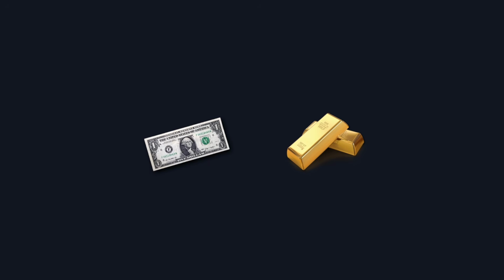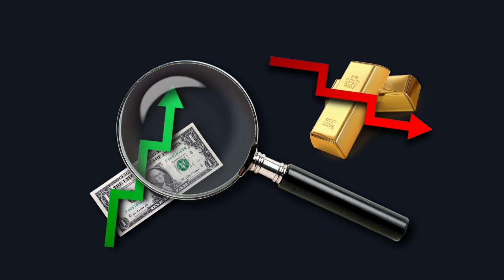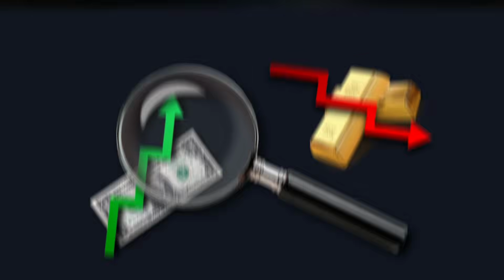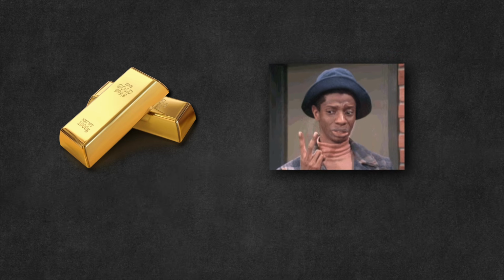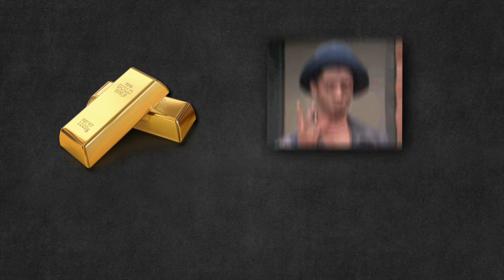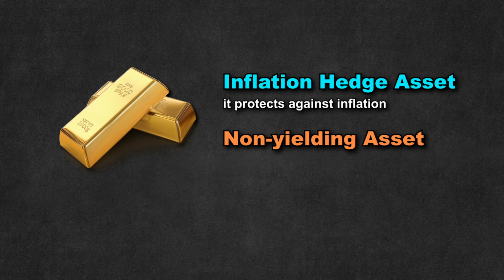Everyone says the same thing. When the dollar goes up, gold goes down. True, but it's a surface level observation. The real correlation is something else entirely, and if you don't know it, you're trading blind. Gold has 2 fundamental characteristics. It's an inflation hedge asset, it protects against inflation, and it's a non-yielding asset. No coupons, no dividends. Why does that matter in practice?